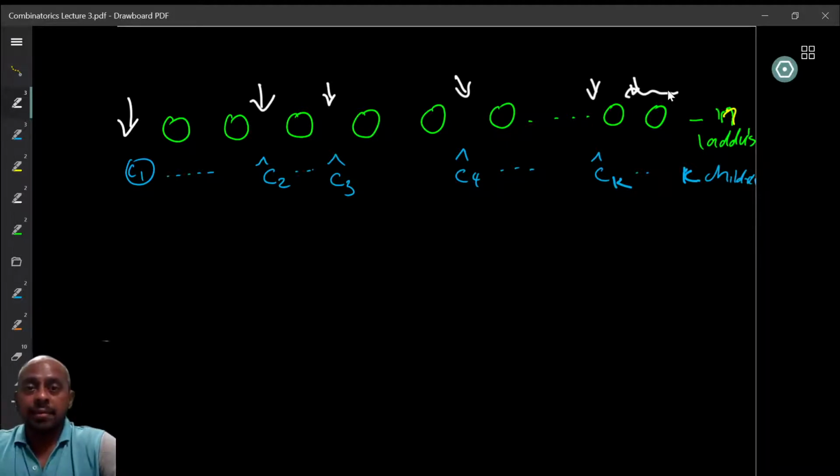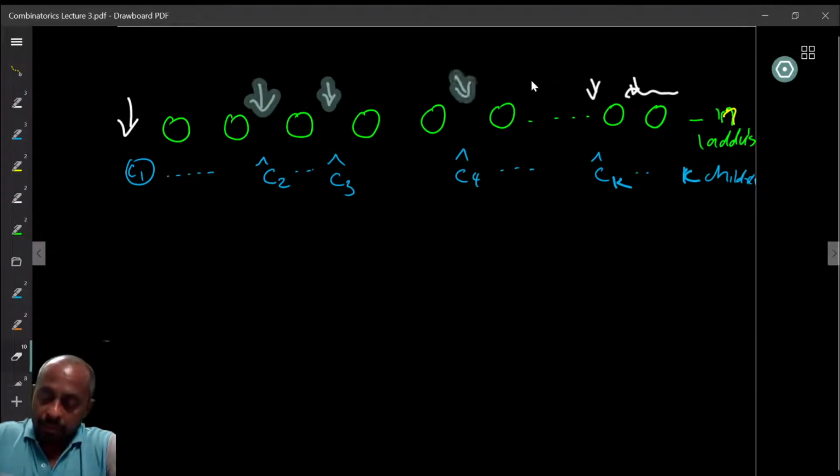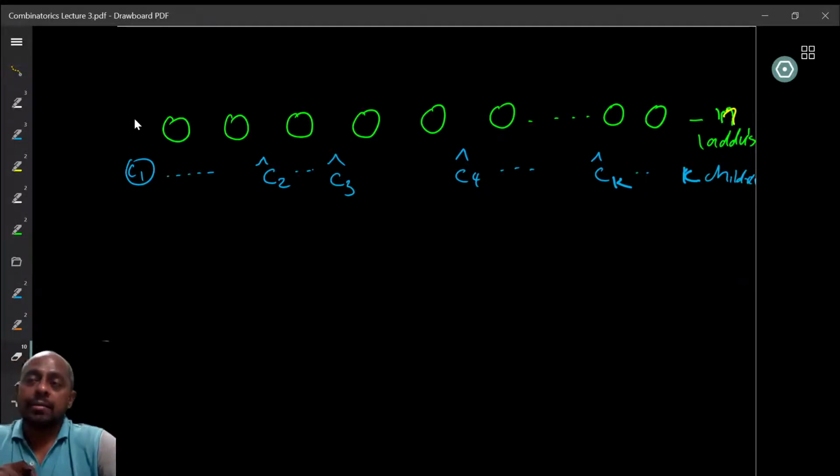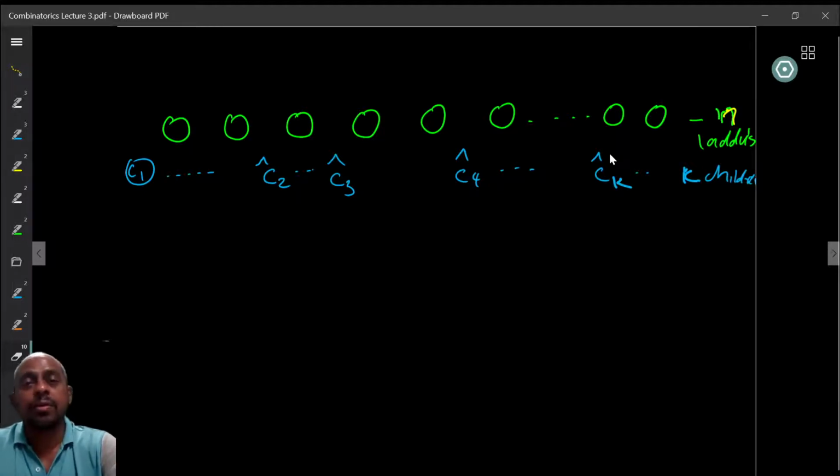Now, how many ways can this be done? This is easy, because we have to decide where each of the children starts, right? Now the first person doesn't have a choice, so we don't have to look at that, because he always starts at the beginning. Therefore we need to only decide where the remaining k minus 1 children, 2 to k, are going to start. Now they can only start at some point in between these laddus. So there are n laddus kept here.